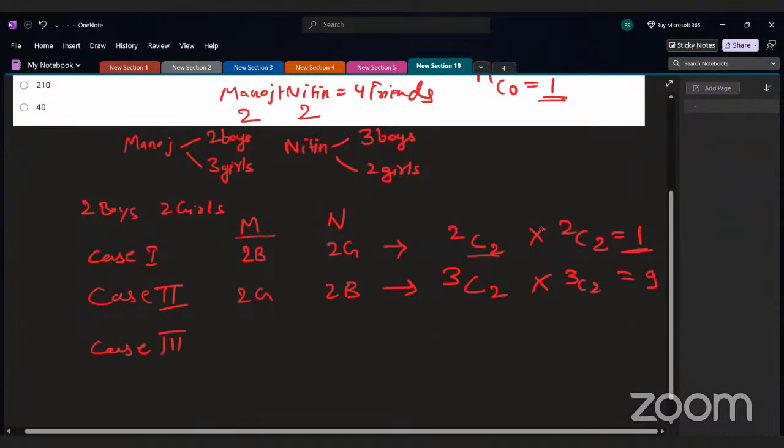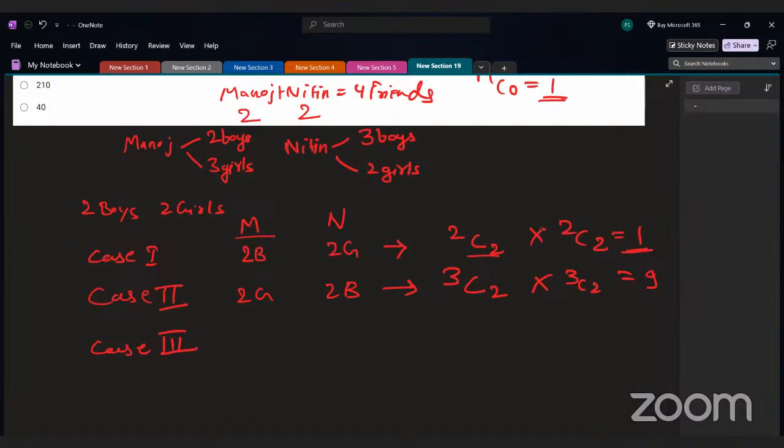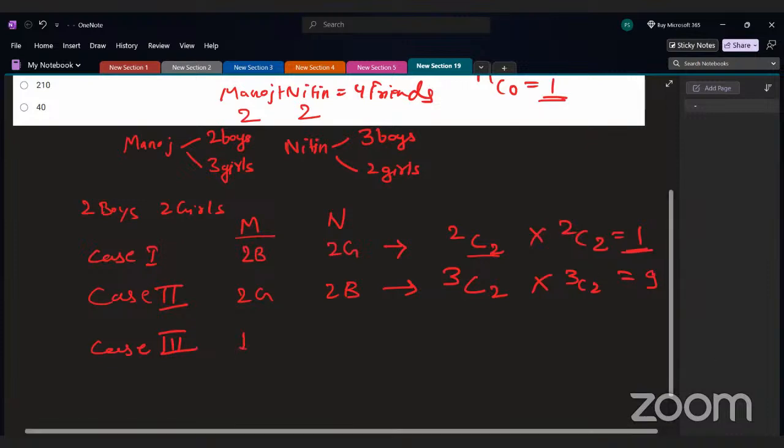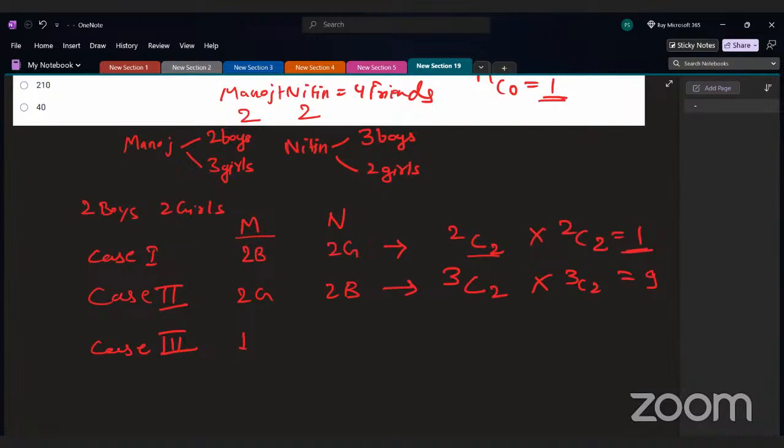And case three is one boy and one girl from Manoj's friends. Who is this? Divya. Yes, I really appreciate the solution, but stop interrupting in between. Maybe the others will get confused. Okay.